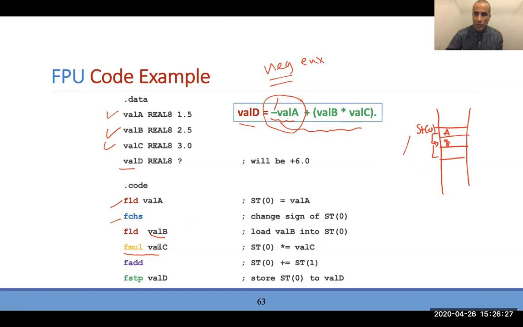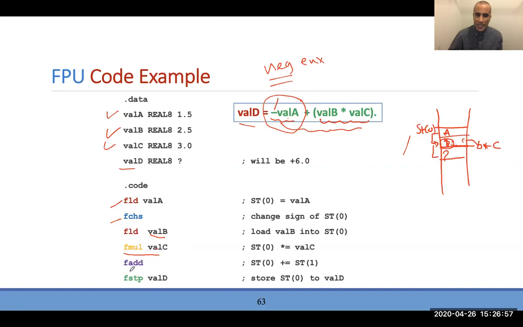Value C. Did we load value C right here? No, that's going to be in the memory, right? Right, guys? So it's going to take this value from the memory, multiply it with the top of the stack, which is B, and the result is going to remain right there in the B part. Okay? So that is going to be the result on the top. So the expression right here, the result now is the top of the stack. So the top of the stack right here is B multiplied by C.